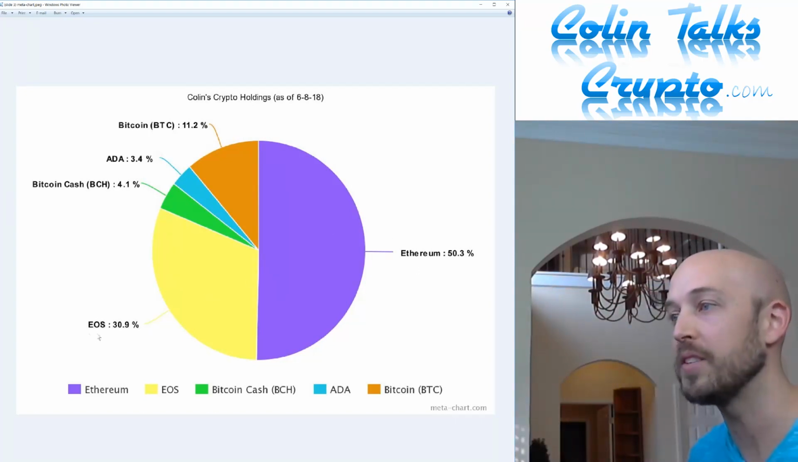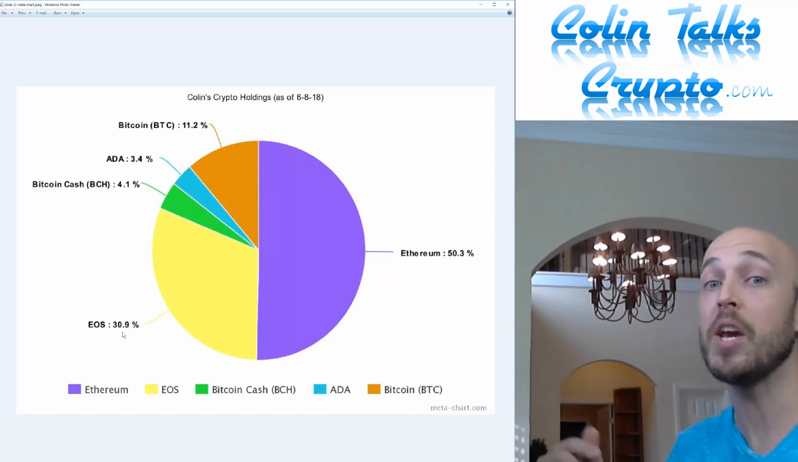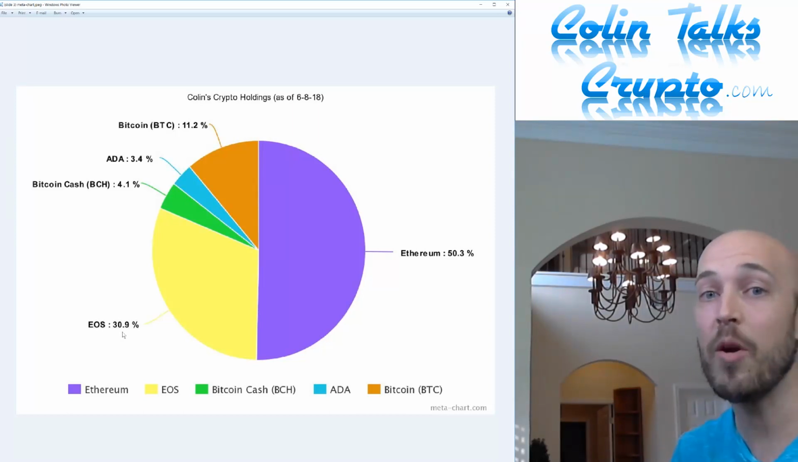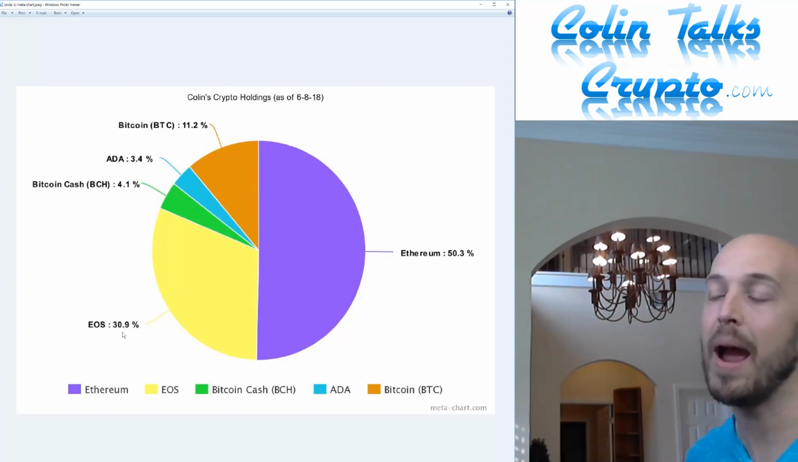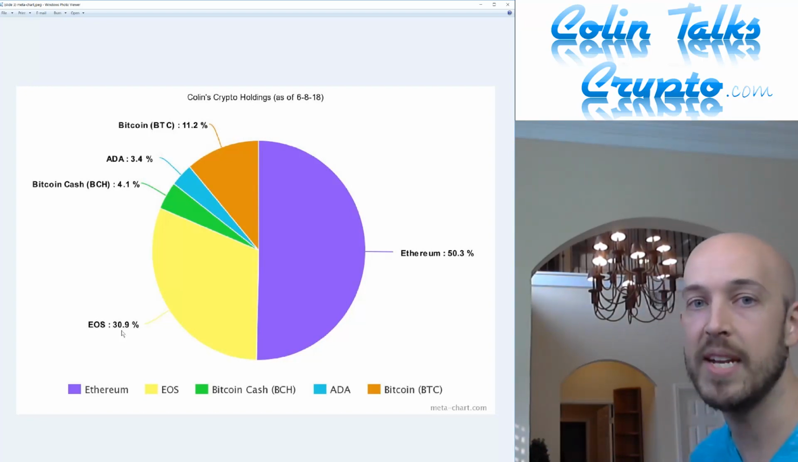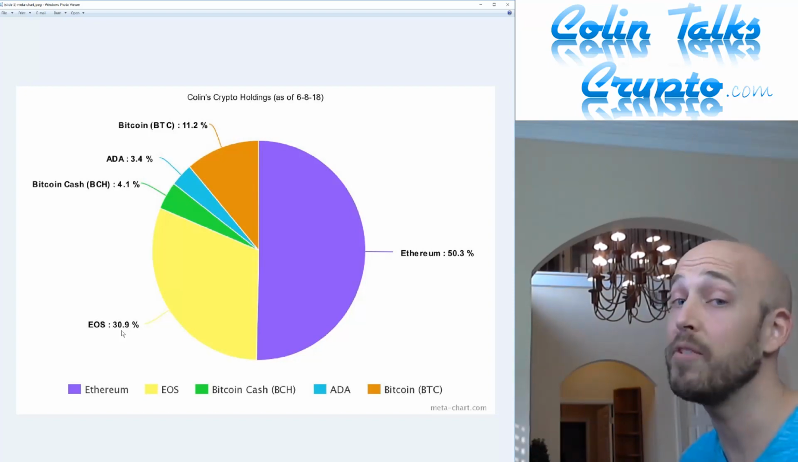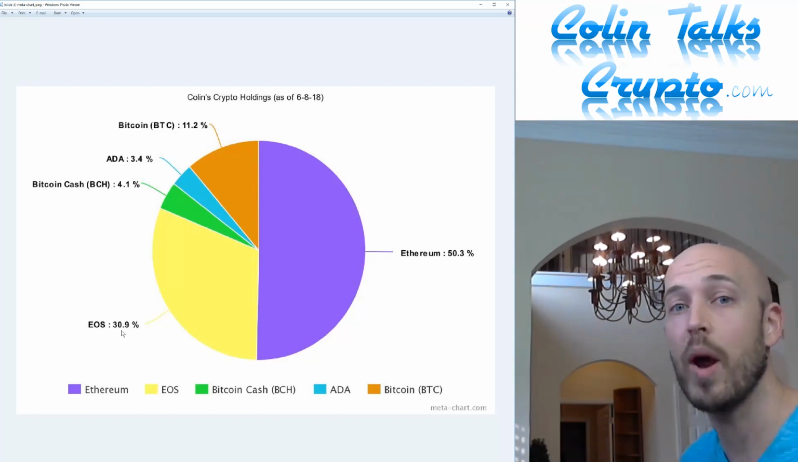Look, we have EOS at 30%. This is me going in the ICO, when with Ethereum, I didn't go in the ICO. So I'm making up for my lost mileage here. I very much believe in Dan Larimer. I think he's a genius. I think Vitalik and Dan are both incredible geniuses.